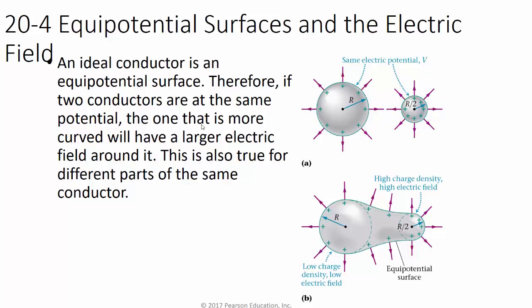The conductor that has more of a curve has a higher or stronger electric field because it simply has more charge on it.